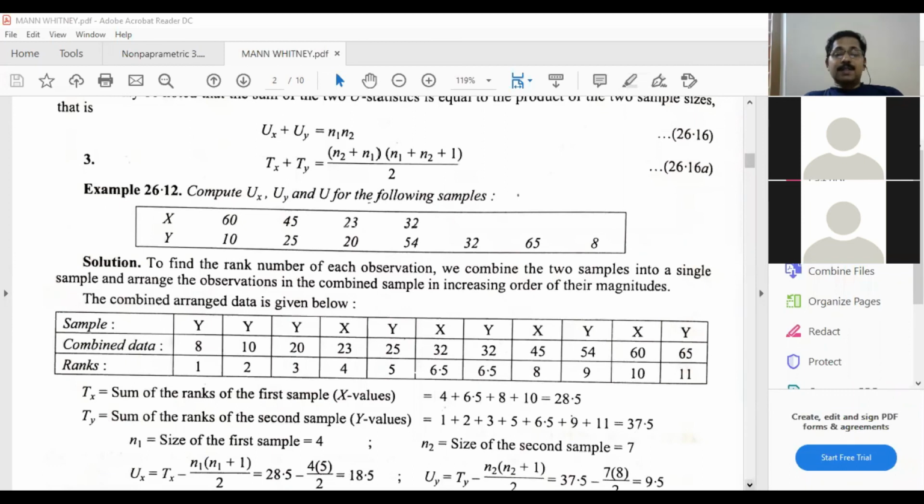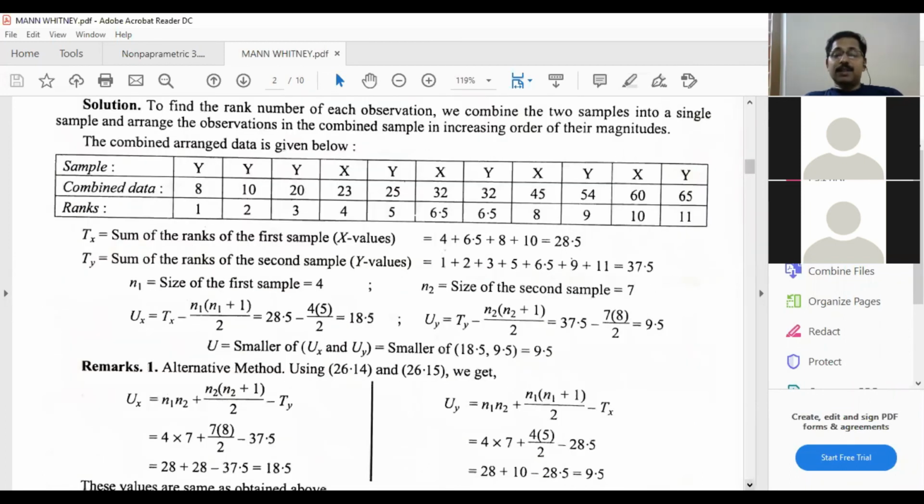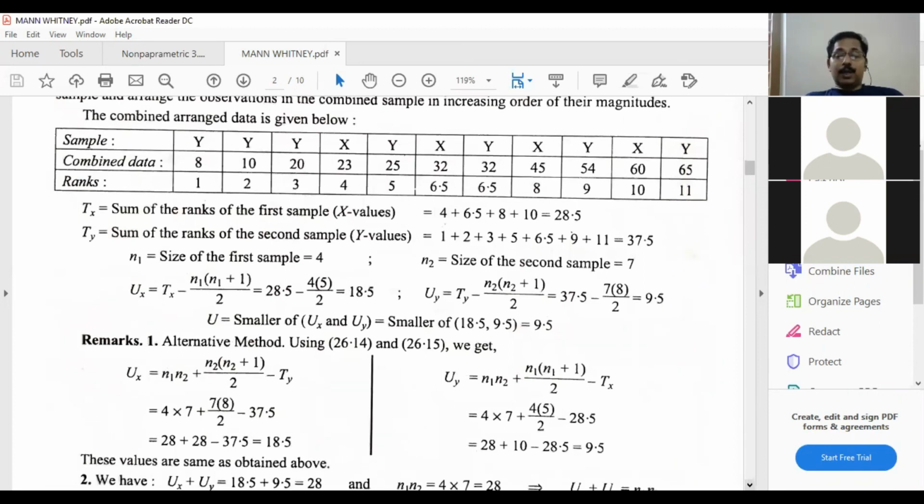Now, what is the next step? You know N1 and N2. N1 is the size of the first set, which is 4, and N2 is 7. Now use the formula to find Ux and Uy. For Ux, it is Tx minus N1 into N1 plus 1 by 2. Tx is 28.5, so 28.5 minus this value gives 18.5. Similarly, Uy is Ty minus N2 into N2 plus 1 by 2, and that value is 9.5. What is U? U is the smaller value of Ux and Uy. Here the smaller value is 9.5. So the test statistic U is 9.5.